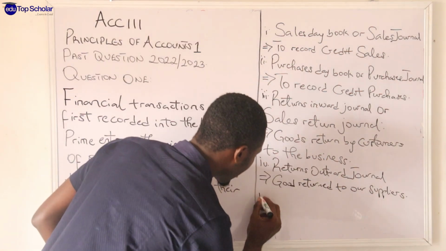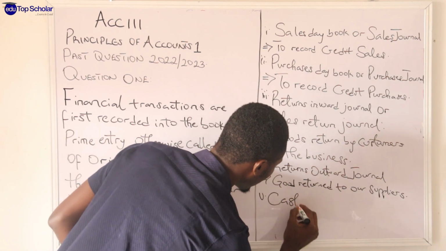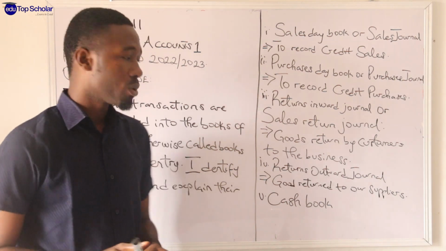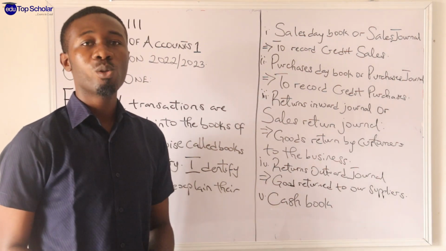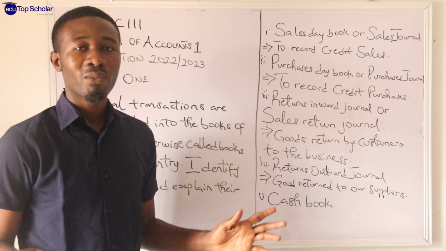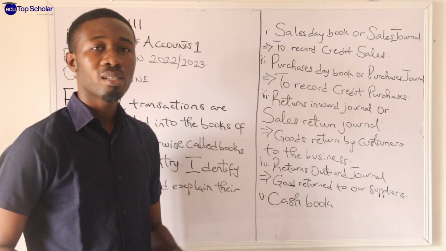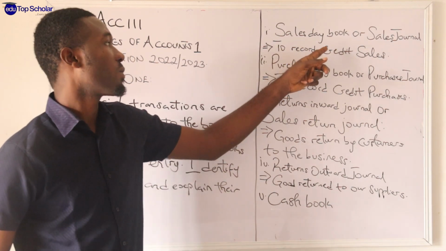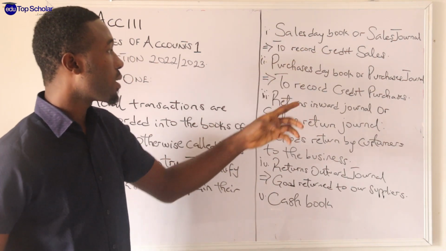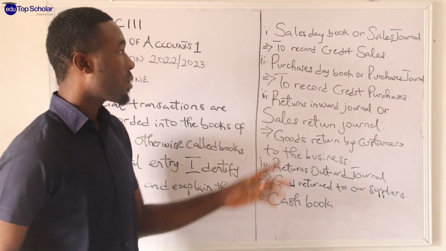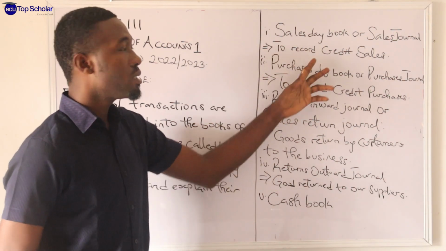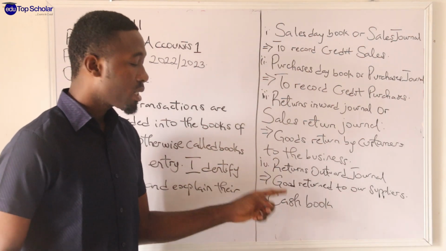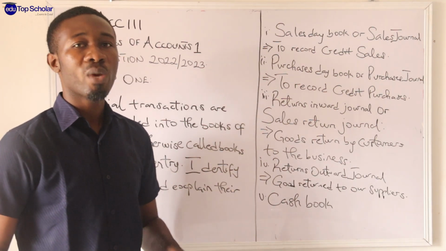The next is the cash book. And just like the name implies, it is used to record cash transactions. Essentially, what the cash book records is basically cash transactions. It's the opposite of what the sales day book or the purchase day book records, because this one has to do with credit transactions, that is transactions without immediate payments, but the cash book deals with transactions where immediate payments were made.